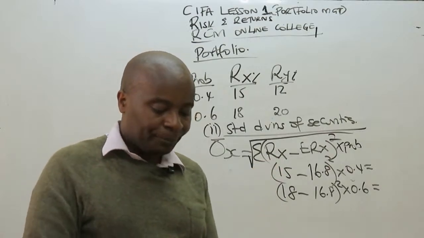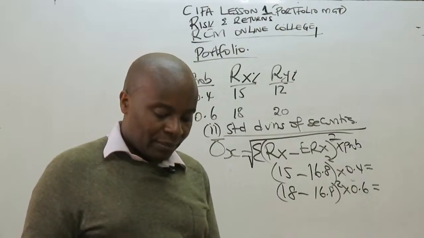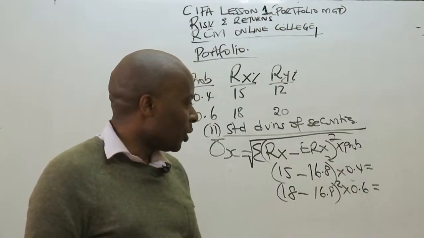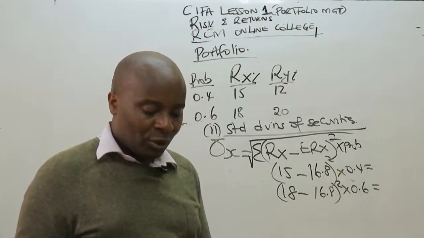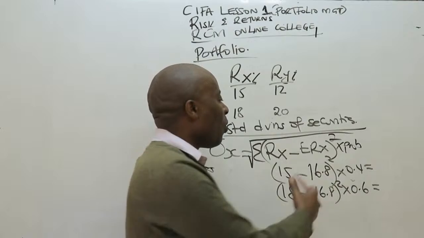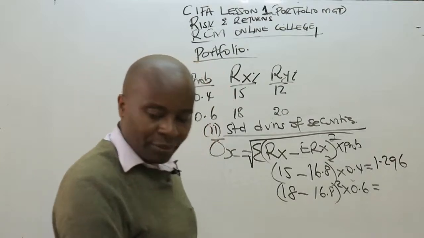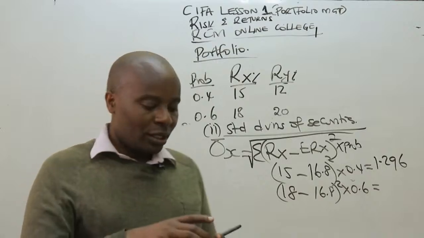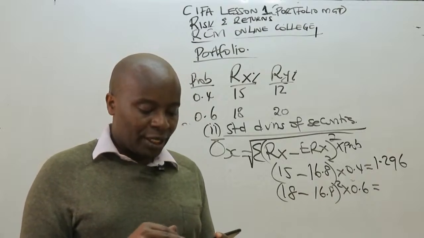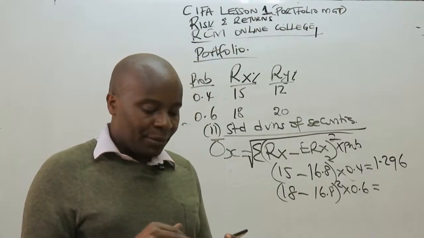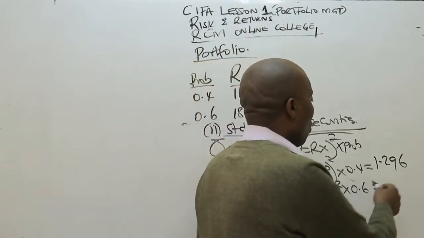So what do we have here? I have my brackets, 15 minus 16.8, close, and then we have squared, times 0.4. What figure are we able to get? 1.296. Go to the second one. I can see 18 minus 16.8, and then we square this, times 0.6, which will give us 0.864.